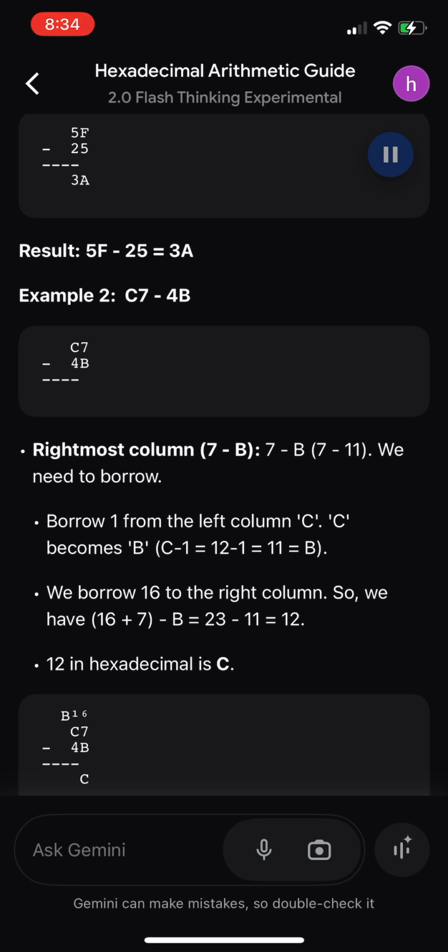How many times does 16 go into 20? Once. 1 times 16 equals 16. Remainder, 20 minus 16 equals 4. So A × 2 equals 1 remainder 4. Write down 4 and carry over 1.